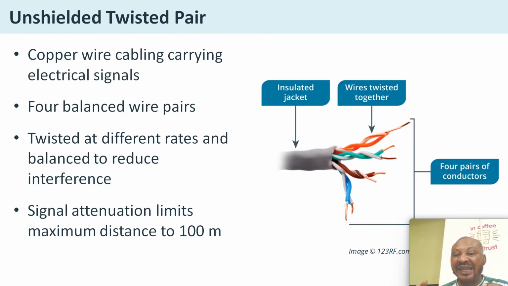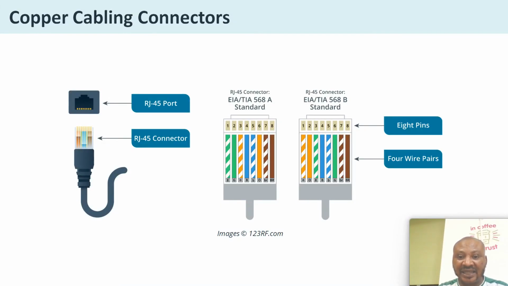So there's a standard way that sets how they can be configured. The standard way is what we see here. Now we have two standards: one is T568A, look at it, 568, it's a standard, and there is also the T568B standard.